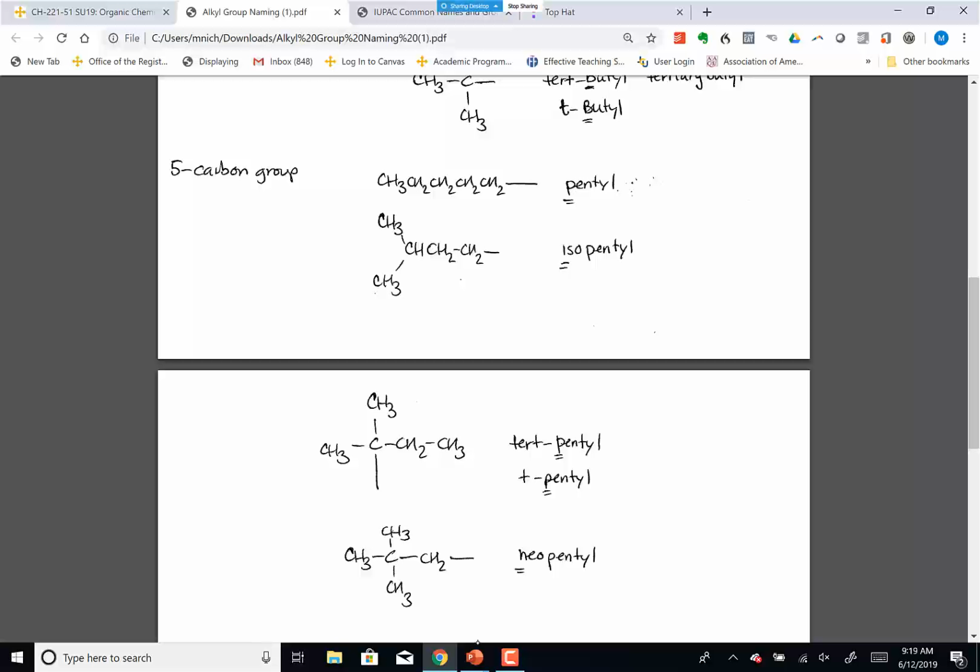So a neopentyl has the CH2 then attached. And you could say, why is that not iso? It's not iso because there's no CH3, CH, CH3. It's got to be those three atoms in order to be iso, and that's not iso.